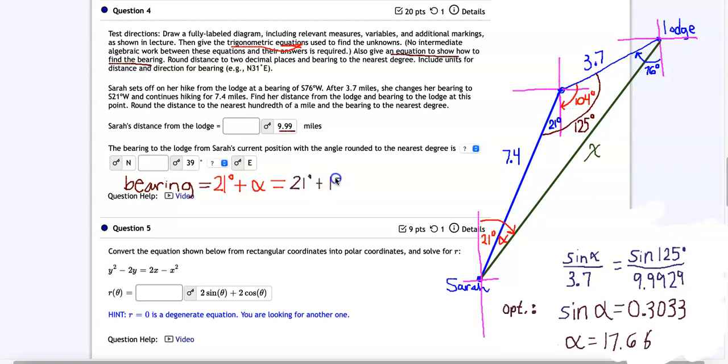And then once you have 39, you need to make sure that you add the directions here. So you can see here that we have N39E. And so these are the kind of directions that you would want to write on the test. And I give an example of that right up here in the directions, that your answer should look something like this, N31 degrees east. This one happens to be N39 degrees east. Okay.